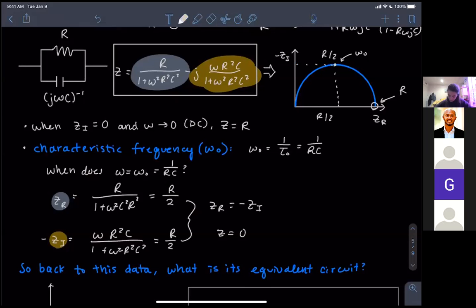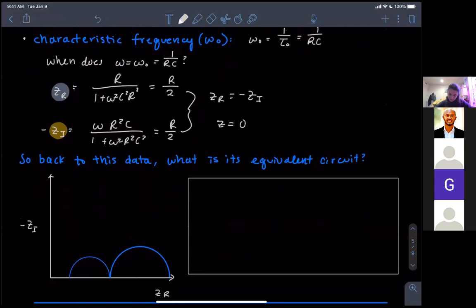All right, so back to this data. What is its equivalent circuit, now that we've seen how RC fits into this? So you can envision this is going to be one RC circuit, this is going to be another RC circuit, and somehow they're shifted up like this.